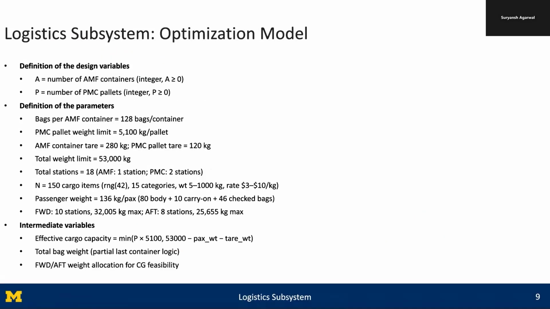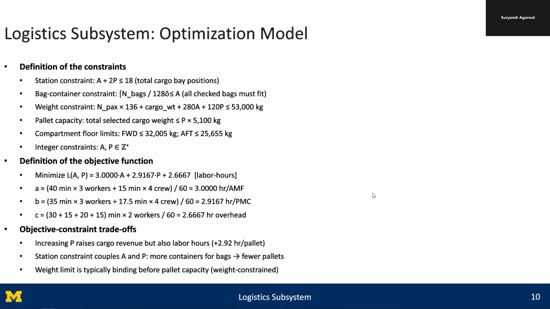The logistics subsystem has 2 integer design variables: the number of AMF containers and PMC pallets. Each passenger weighs 136 kilograms, including carry-on and checked bags. The cargo list has 150 items across 15 categories, with weights from 5 to 1,000 kilograms and rates of $3 to $10 per kilogram. The 787-9 provides 18 cargo stations, split into 10 forward and 8 aft. The key constraints are that containers and pallets need to be less than or equal to 18, and the 53,000 kilogram weight limit covers passengers, cargo, and deadweights.